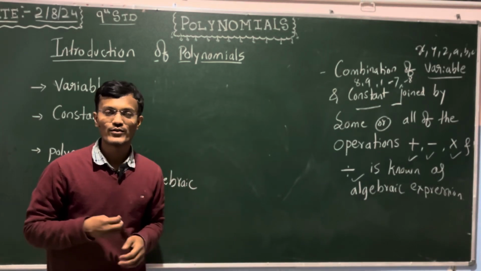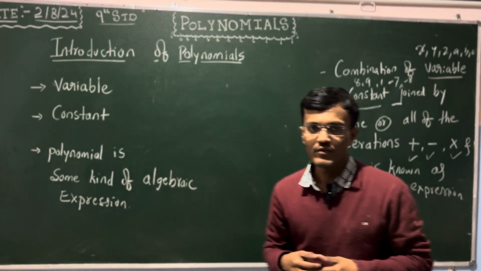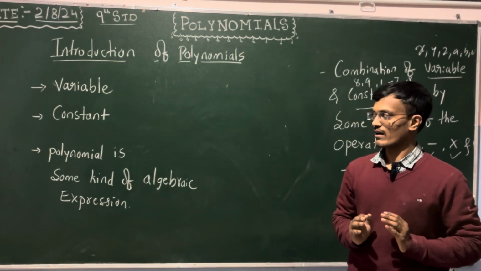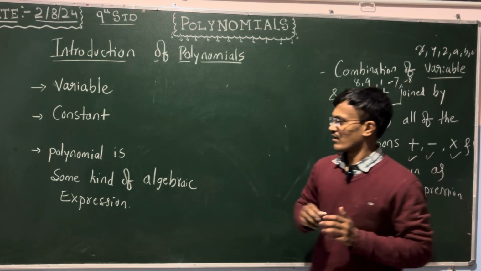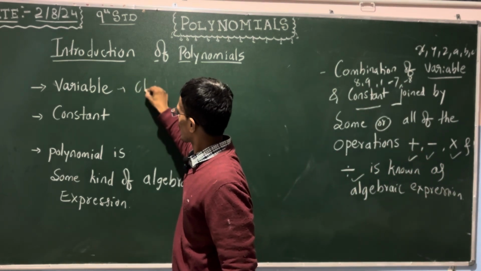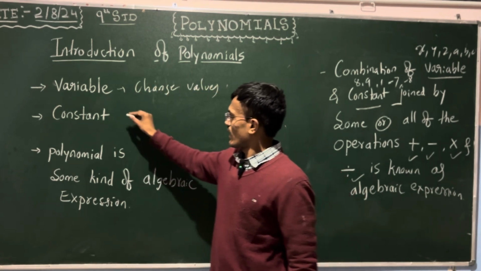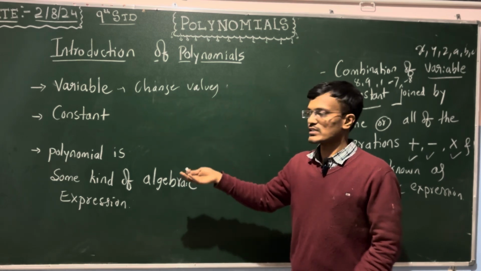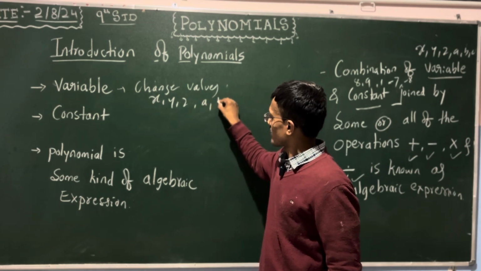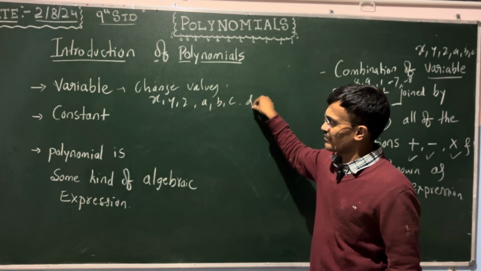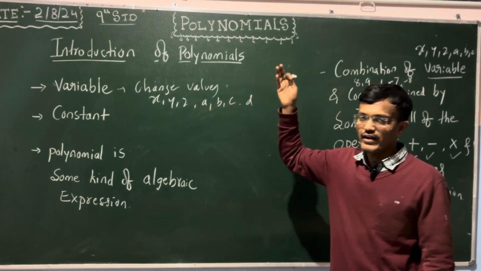Yes, hello students. Today we are going to learn chapter number 2, which is called polynomial. Before learning polynomial, we need to understand some terminology. Variable: the values always change, and we can represent them using x, y, z, and it may be a, b, c, d.